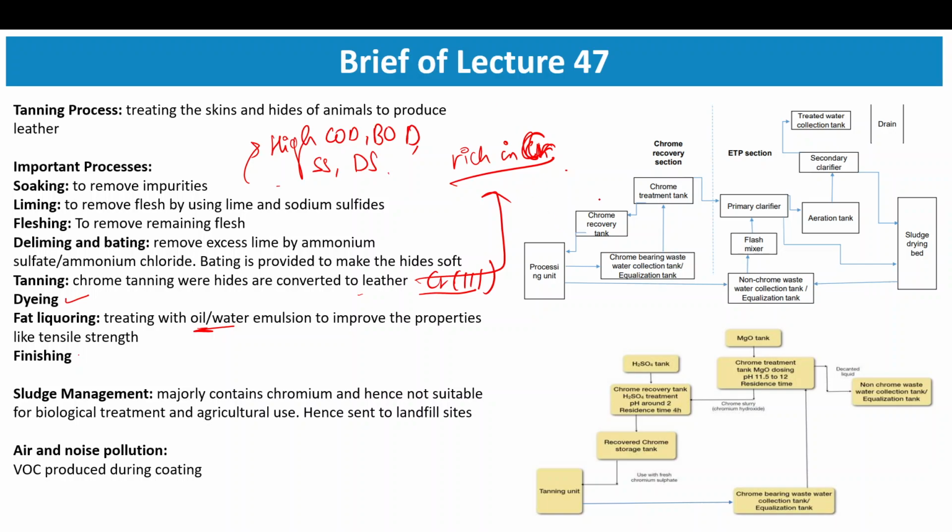So if we talk about the chromium stream, then what is done to recover chromium or to reduce the pollution, because chromium is a heavy metal which is highly toxic in nature. By recovering the chromium, we will be able to reduce its pollution and reduce its consumption so that it has negligible adverse impacts. So for recovering that, what we use, yeah, here it is shown. MgO is added.